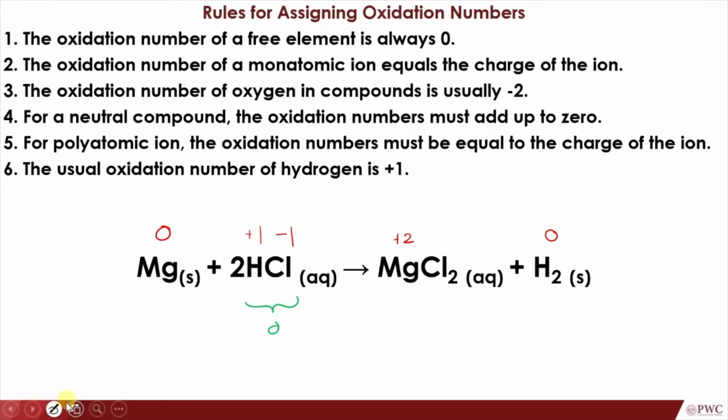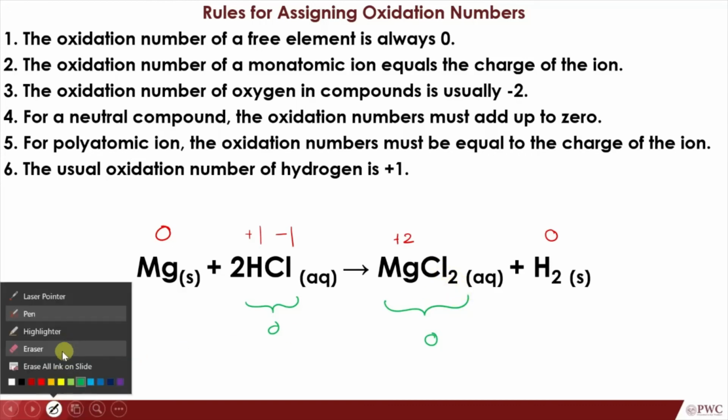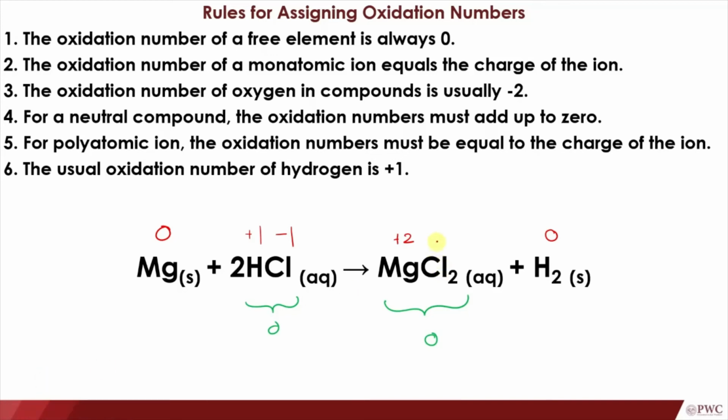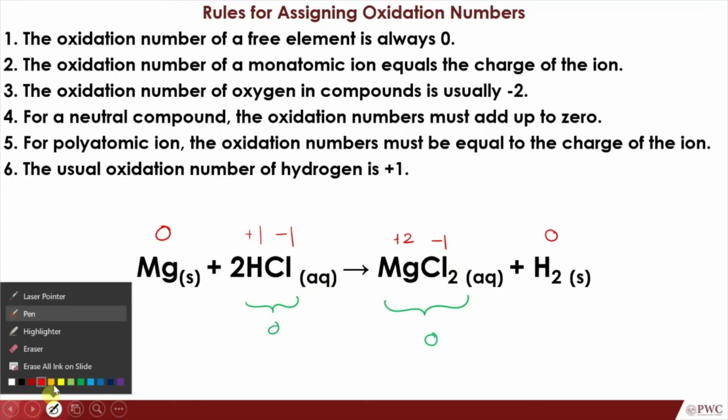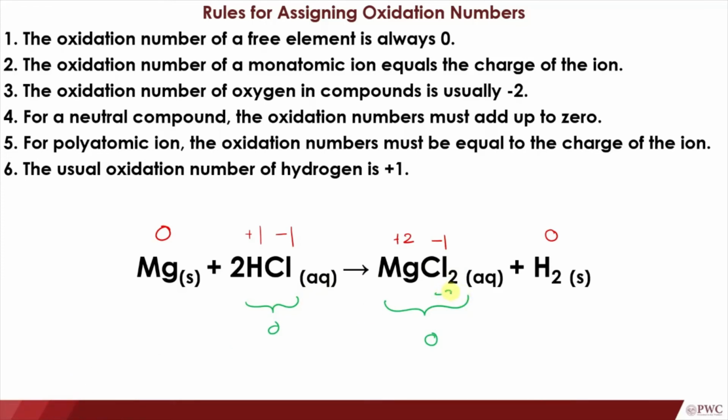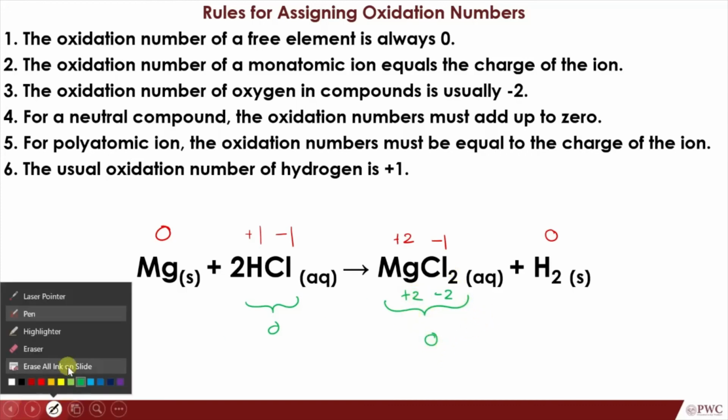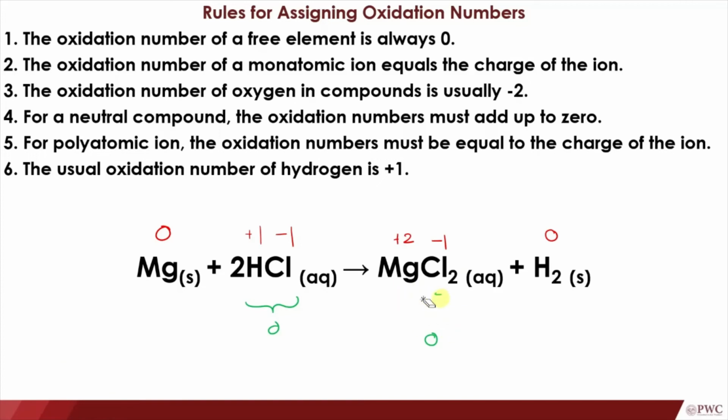Again, MgCl2 is a neutral compound, meaning the overall charge of this compound must be 0. So if the charge of Mg is positive 2, what should be the charge of Cl here, considering that there are 2 chlorines in this case? Of course that should be negative 1, right? Because negative 1 times 2 is negative 2, and for Mg, that's positive 2. So it's equal to 0. So we have assigned all the oxidation numbers in this reaction.